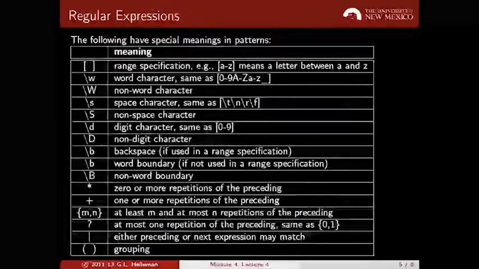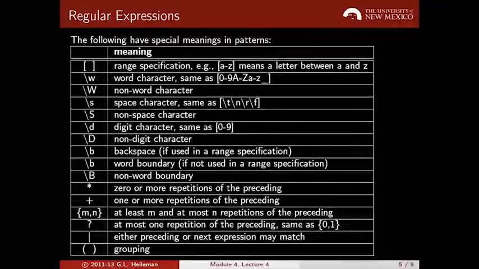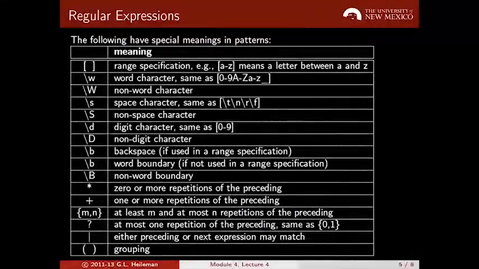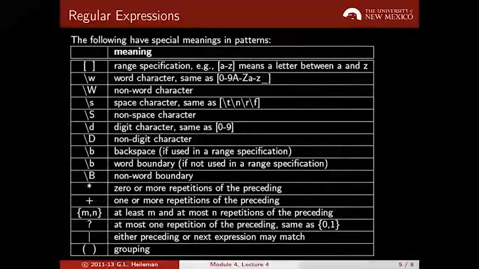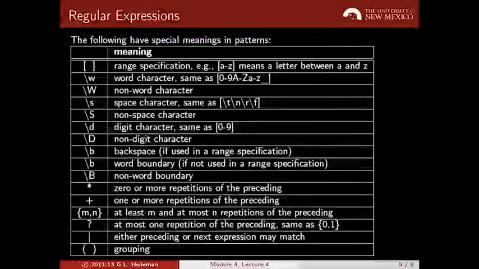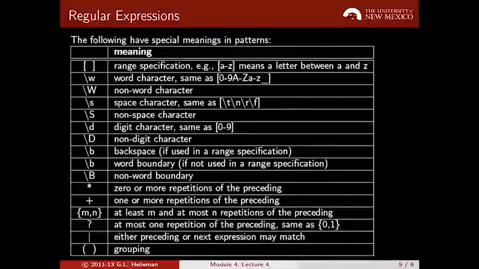Then there are some wildcard characters. Star means 0 or more repetitions of whatever precedes it. Plus means 1 or more. And then with braces, M comma N, you can indicate an exact number of repetitions, from 3 to 5 or something like that. And then question mark means at most 1 repetition. And there's a pipe symbol that indicates either the preceding or the next expression may match.